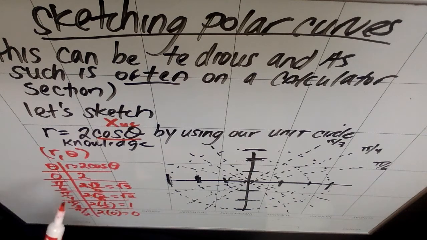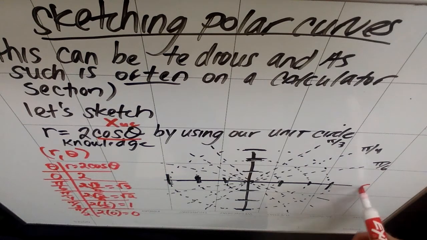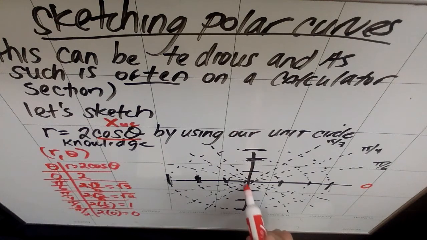So what this is saying is turn to the angle of 0. So 0 is our positive x-axis. So facing in this direction at 0 from the origin, face this way, and walk 2 units.